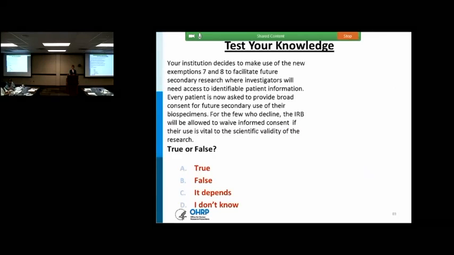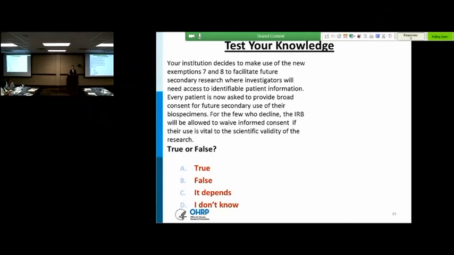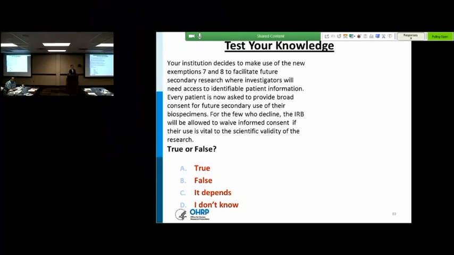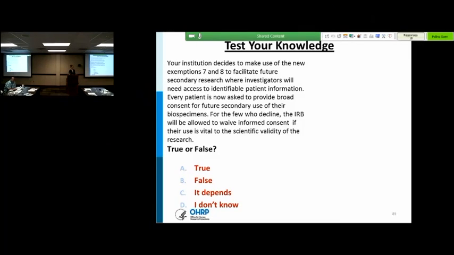Okay, so we'll do one more quiz question. Your institution decides to make use of the new exemption 7 and 8 to facilitate future secondary research where the investigators need access to identifiable patient information. Every patient is now asked to provide broad consent for future secondary use of their biospecimens. For those few who decline, the IRB will be allowed to waive informed consent if the use is vital to the scientific validity of research. You guys can get this. Just discussed it.